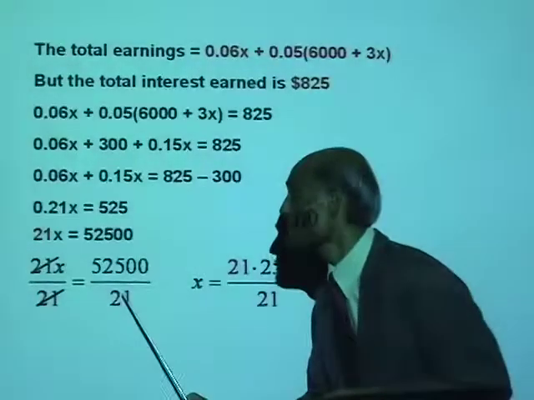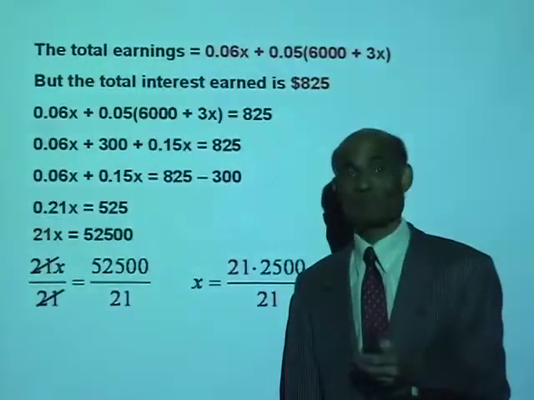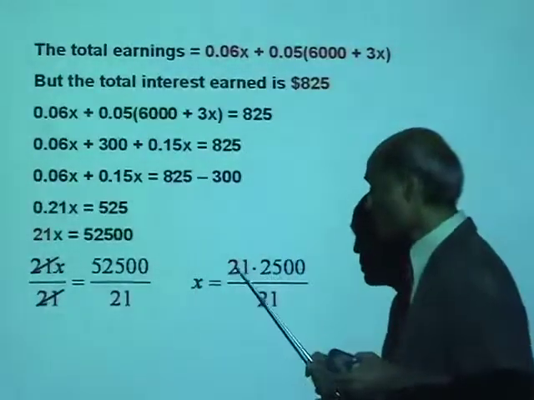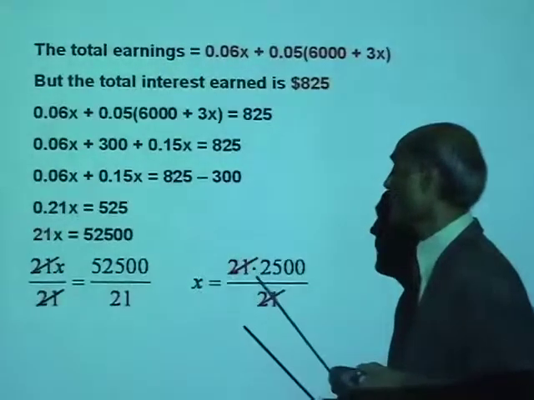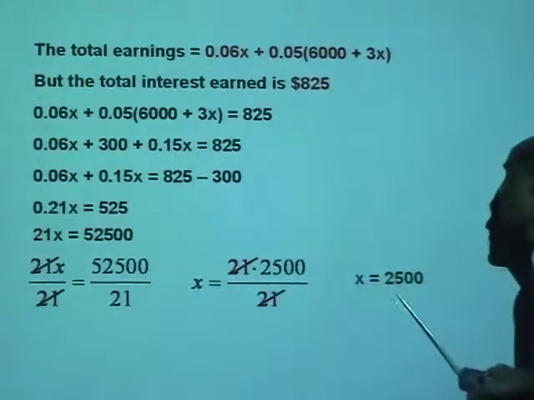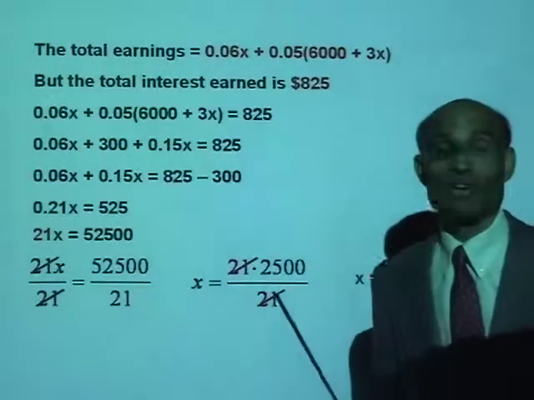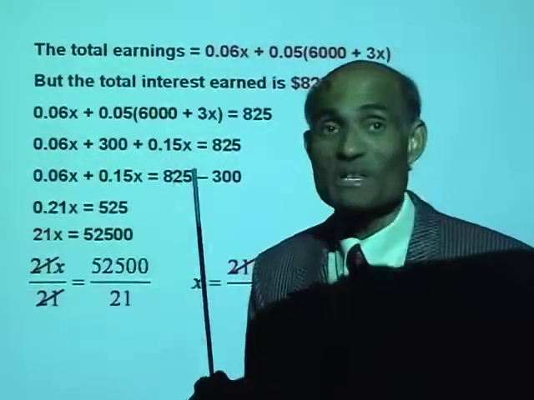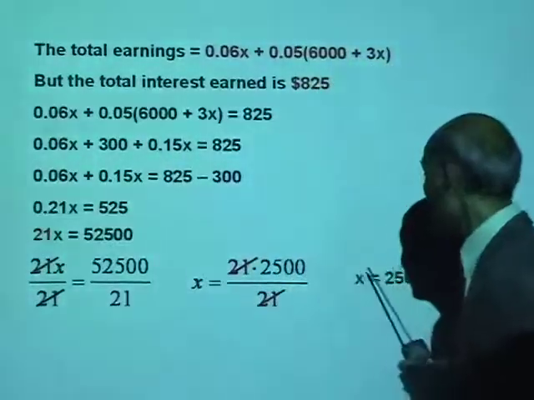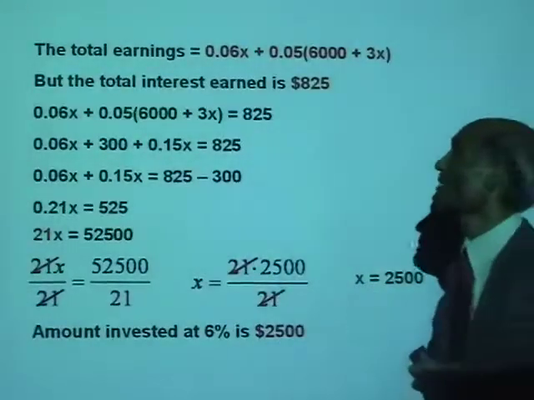Well, you can try dividing this number by 21. It's very easy actually. Alright, so 21 and 21 cancel. Therefore, x equals 2,500. Now, what does x stand for? X is the amount of money she invested at 6%. So the amount of money invested at 6% is 2,500.